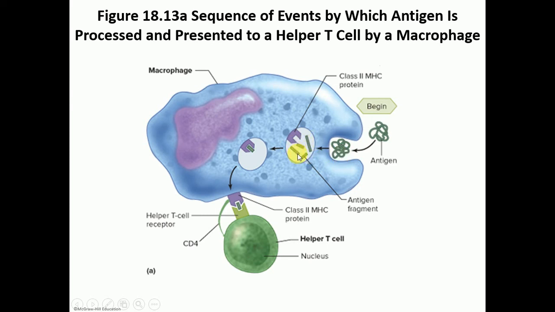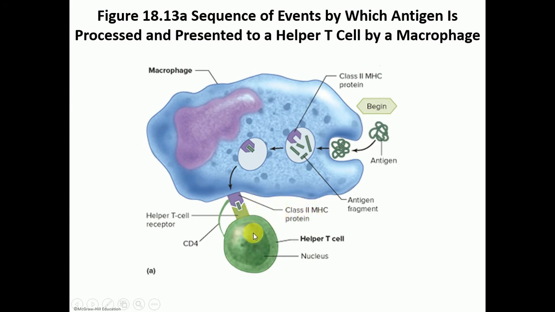It breaks down the antigen into smaller fragments. Then it will attach one of those fragments to an MHC protein. Now that MHC will be exposed on the surface of the macrophage, attached to the portion of the antigen. Now this helper T cell, remember your helper T cells are of the CD4 kind, and they can only identify with class 2 MHCs.